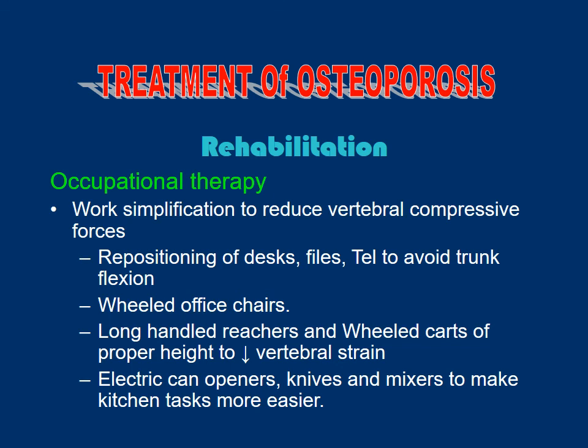This is in the home environment, and in the work environment we can do work simplification to reduce vertebral compressive forces. Like what? Like repositioning the desk files to avoid trunk flexion, and using a wheeled office chair. We can also use long-handled reachers and wheeled carts of proper height to decrease the vertebral strain. We can use electric can openers, knives, and mixers to make kitchen tasks easier.